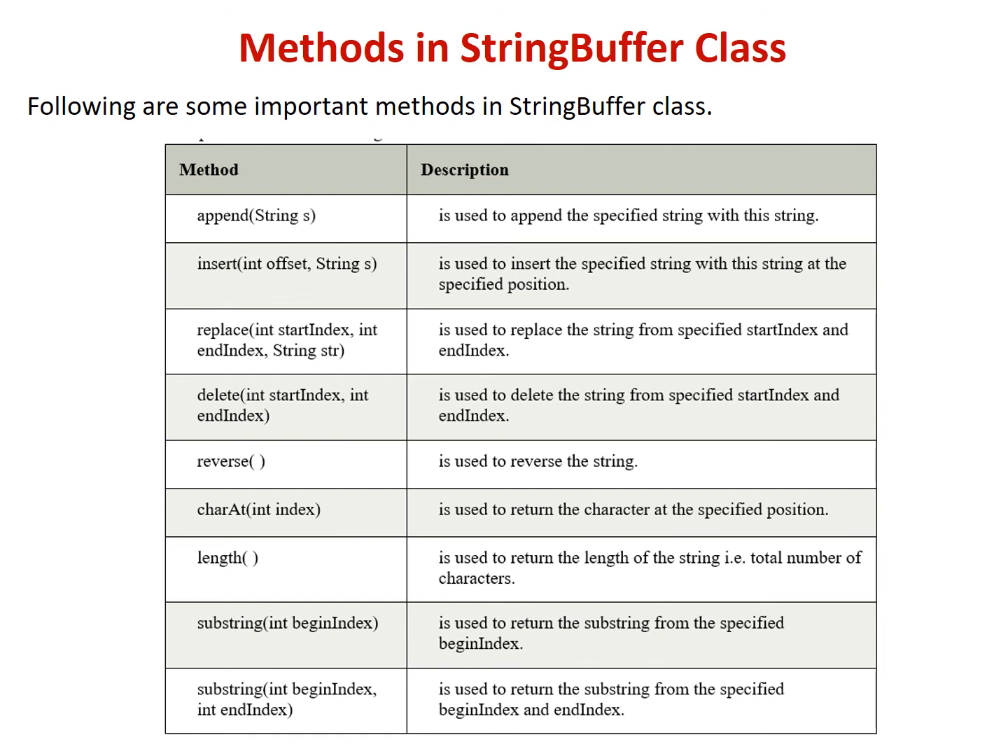Method charAt is used to return the character at the specified position. The method length is used to return the length of the string, that is, the total number of characters. Method substring is used to return the substring from the specified begin index. Similarly, method substring is also used to return the substring from the specified begin index and end index.